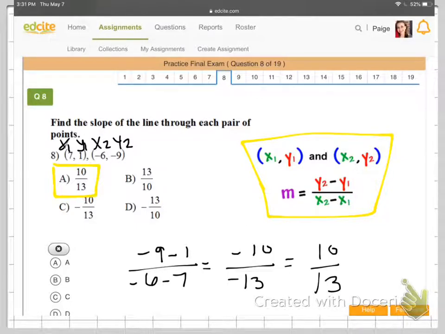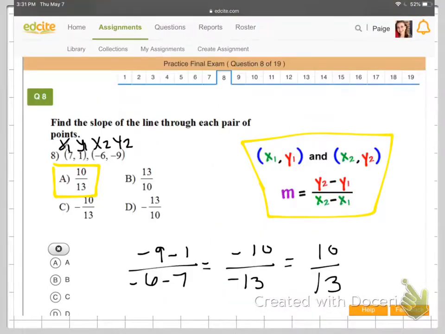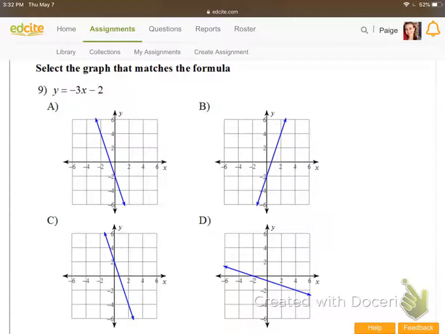All right, let's keep going on to number 9. This is when we're going to start graphing. So our equation is squished at the top. So I've got y equals negative 3x minus 2. So remember, this is where we start at negative 2. So this one doesn't start at negative 2, and this one doesn't start at negative 2, so those are gone. So now we're between A and B. So our slope is negative 3/2. So we know that negative slopes go down from left to right. So that can eliminate B. So we know our answer is going to be A.